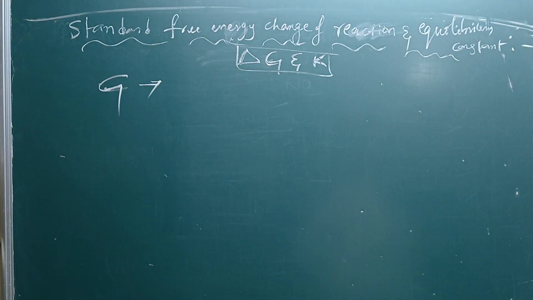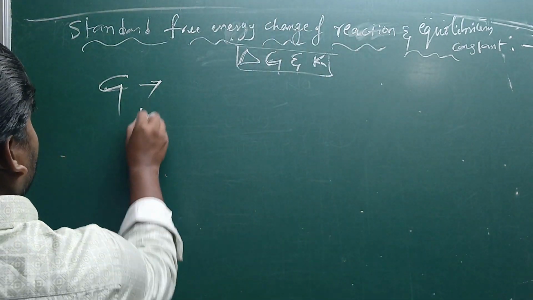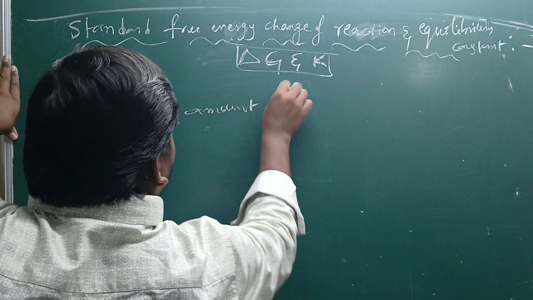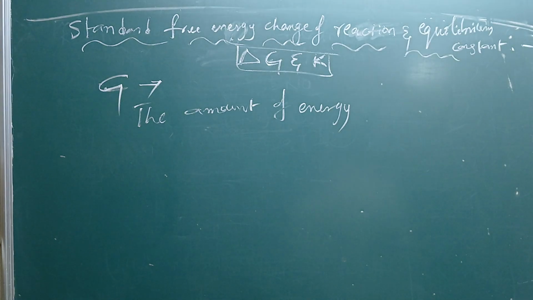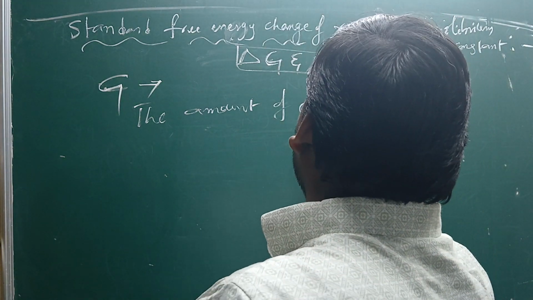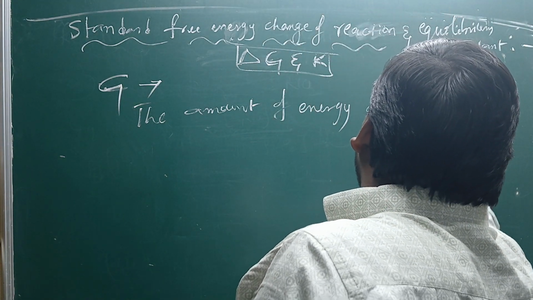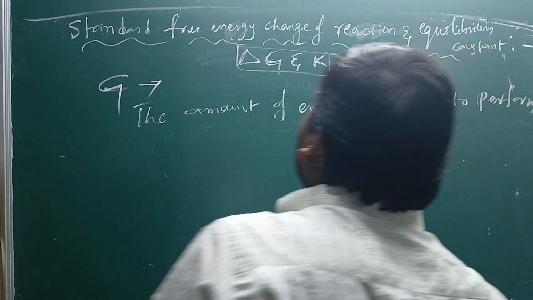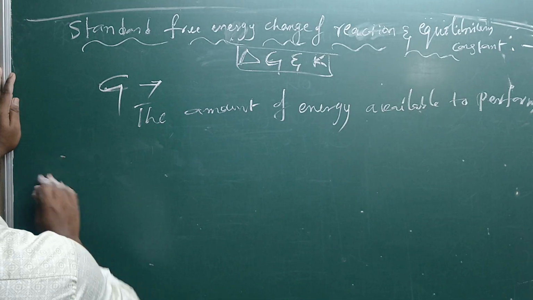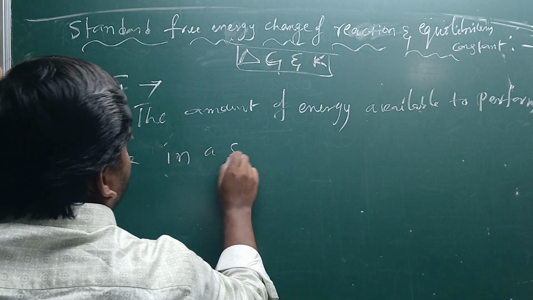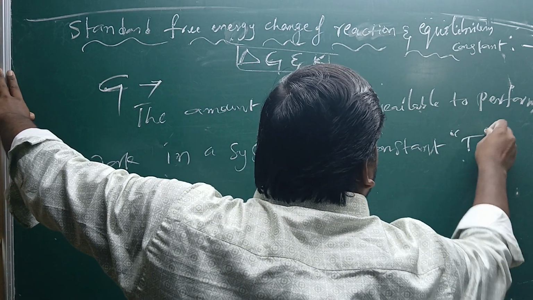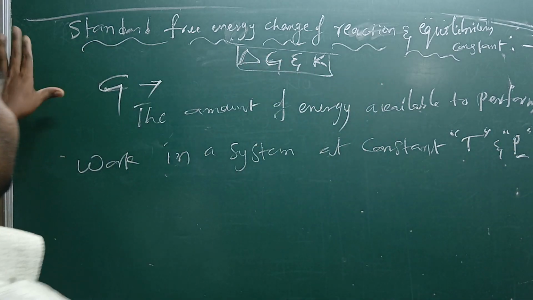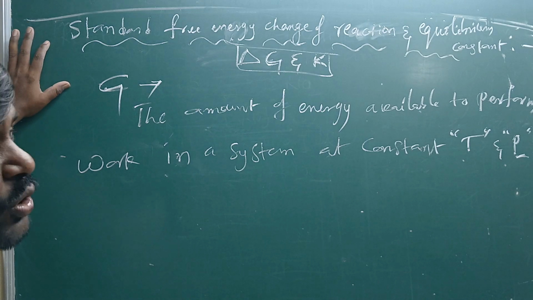The maximum amount of energy available to perform work in a system at a constant temperature and pressure is called standard free energy, or it is also called Gibbs free energy.